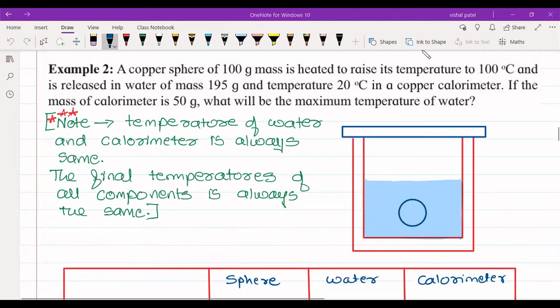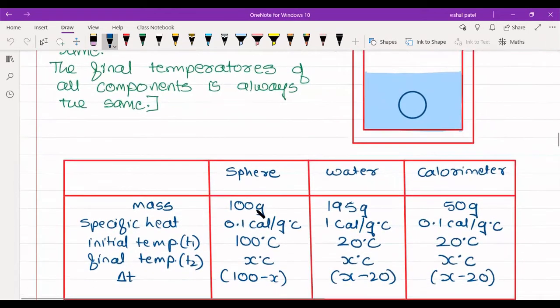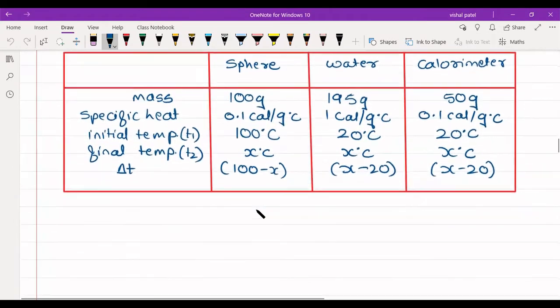Okay, fine. So students, what I've done is I have made a table below, okay, which shows all the values. So if you have the text, you can read the question and see this. See here. Okay, and always remember to make a table. That will help you to understand the sum very properly. Okay, so what they've given, see here, the first is mass. The mass of sphere is given, water is given, and calorimeter is given.